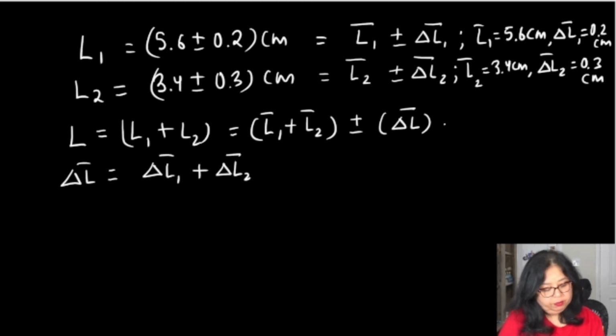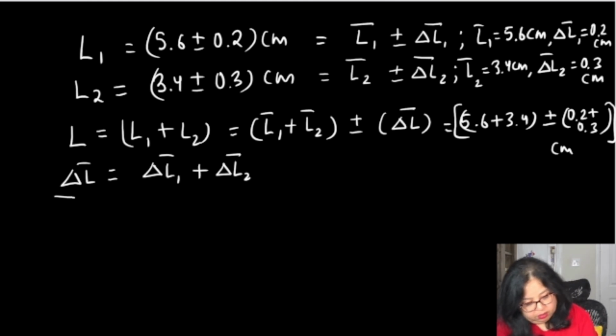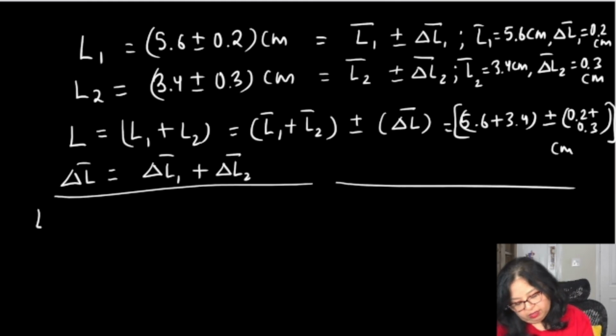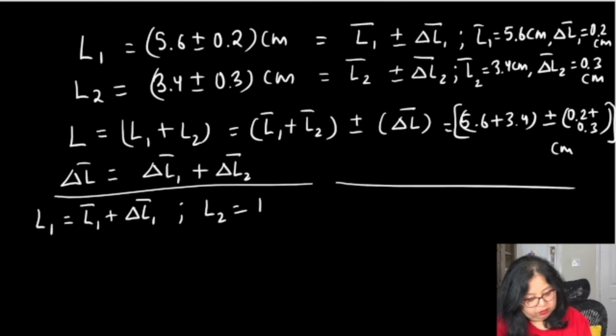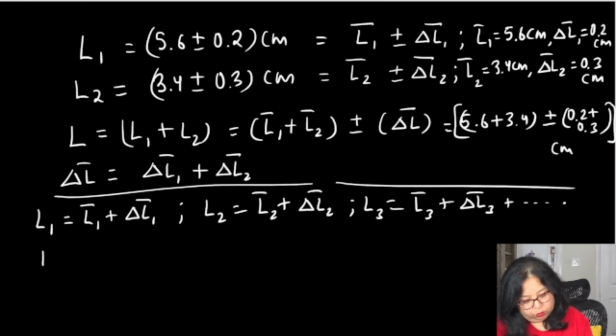So your answer will become 5.6 plus 3.4 plus minus 0.2 plus 0.3. And of course, all of this is in centimeters. Correct? So what if I had more than two values? Let's say I have L1, which is L1 bar plus delta L1 bar, L2, which is L2 bar plus delta L2 bar, L3, which is L3 bar plus delta L3 bar. Keep on going till you get to Ln.